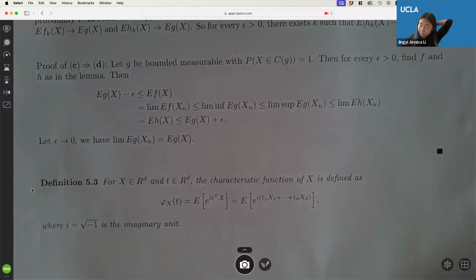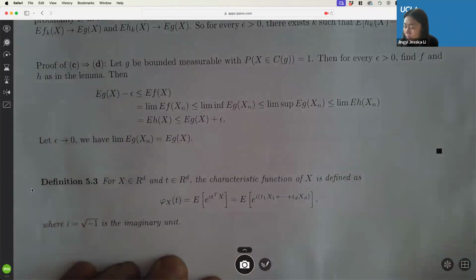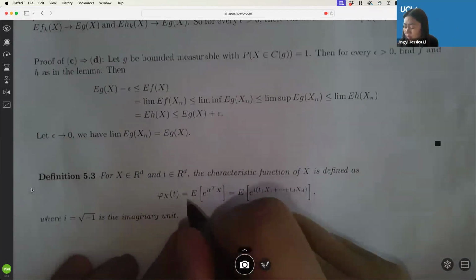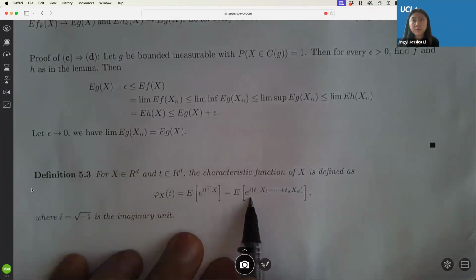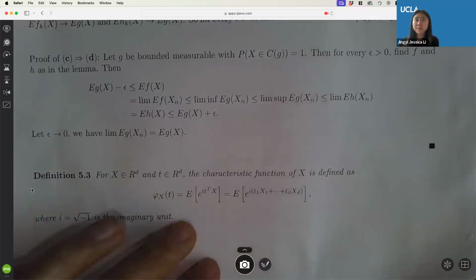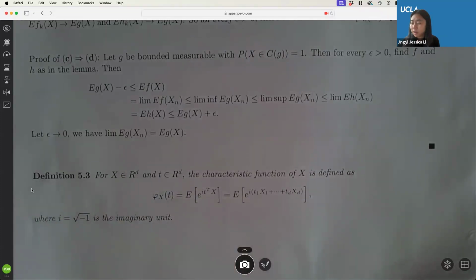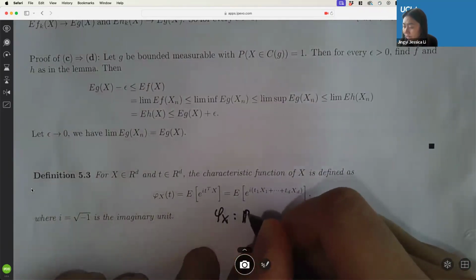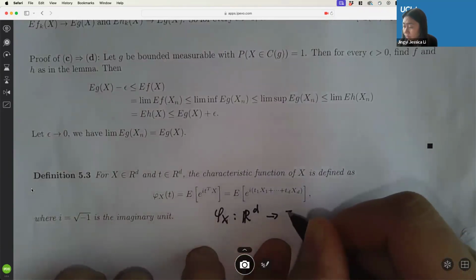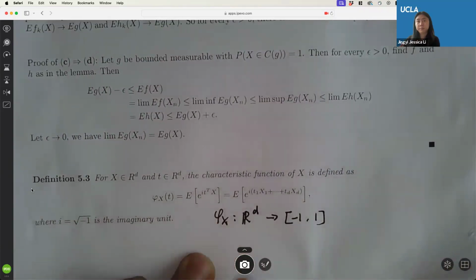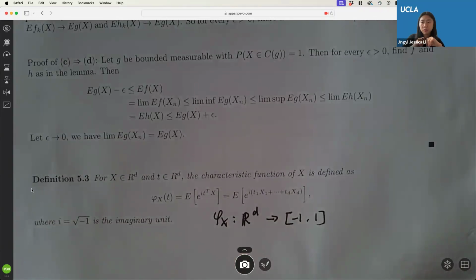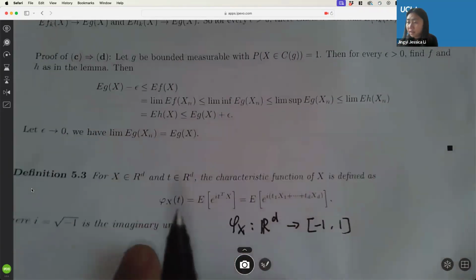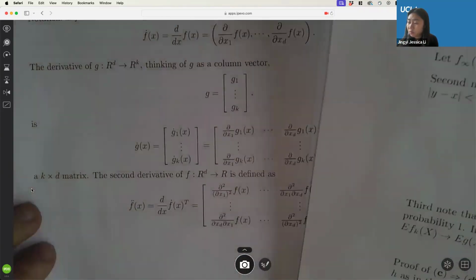So you can see basically what it maps to is this. And you know Euler's formula, right? We can always write this exponential of an imaginary unit by the cosine and sine. So that's why this characteristic function maps from this to this interval. This is its domain and its range.